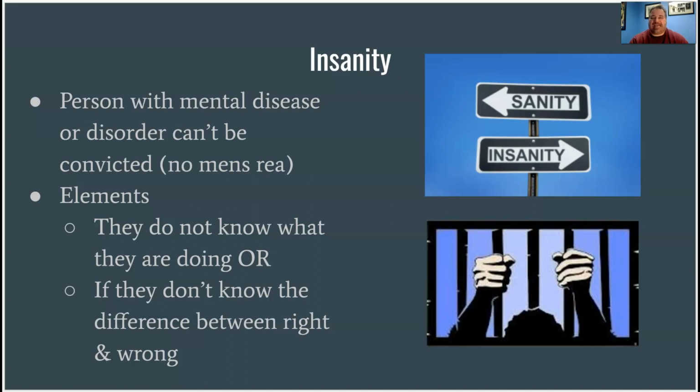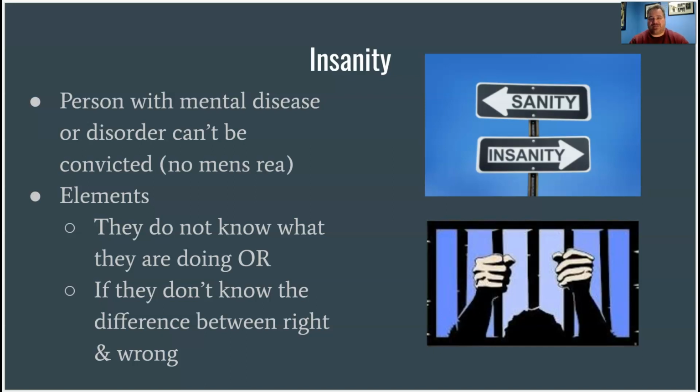The basic idea of why an insanity defense exists is simply because a person with a mental disease or illness or disorder can't be convicted because they lack the requisite mens rea to commit a crime. They might have committed a felonious act, but if they didn't have the requisite mens rea, that intent or knowledge or reckless behavior or negligent state of mind, you can't charge them with a crime, okay?